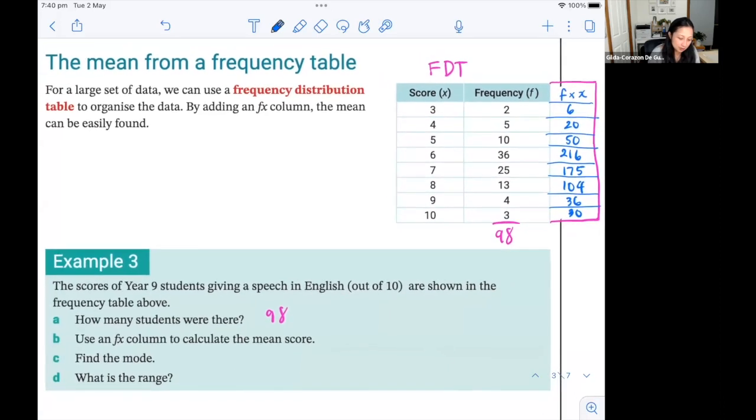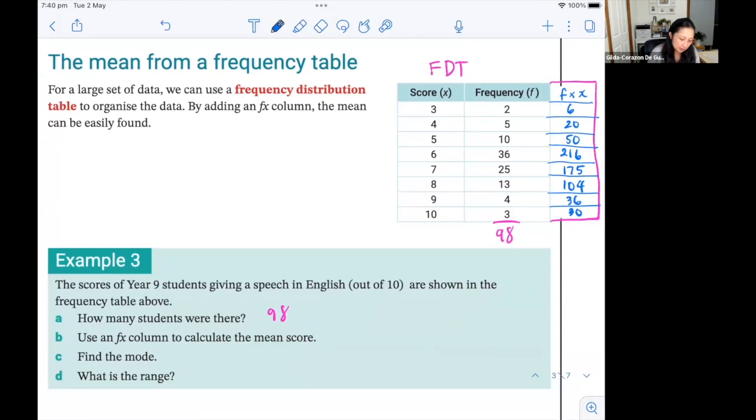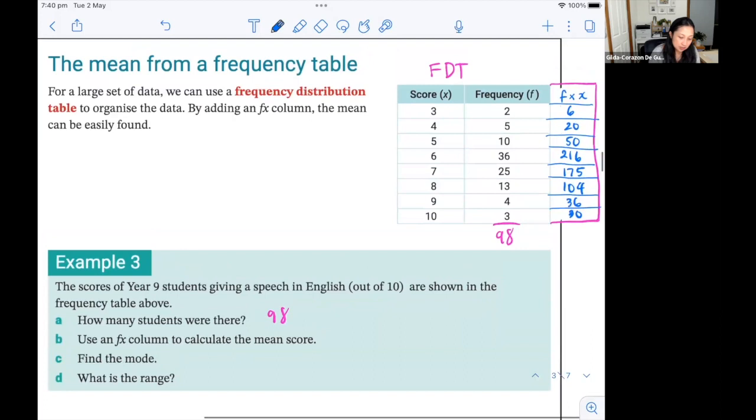Now, the other thing we want, right, would be for us to calculate the mean score, right? So we want to find the summation of fx, okay? What's the sum of all these numbers? So we have what? 6 plus 20 plus 50 plus 216 plus 175 plus 104 plus 36 plus 30. That's 637, okay?